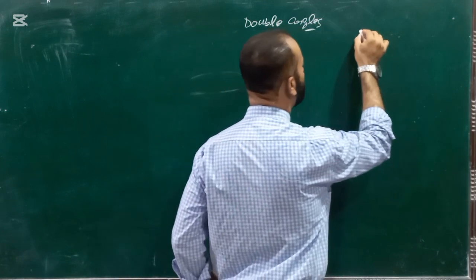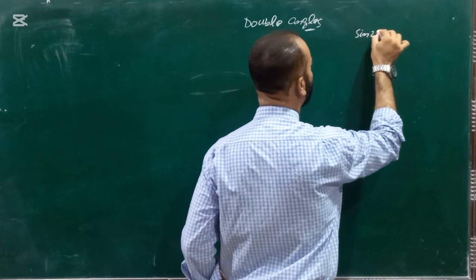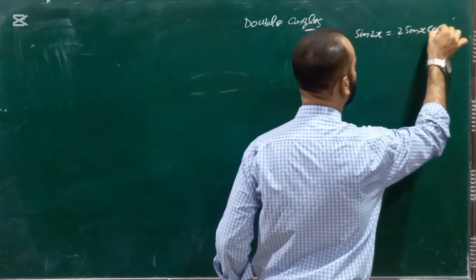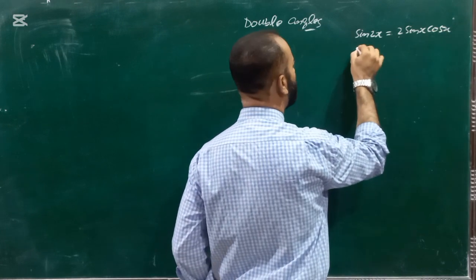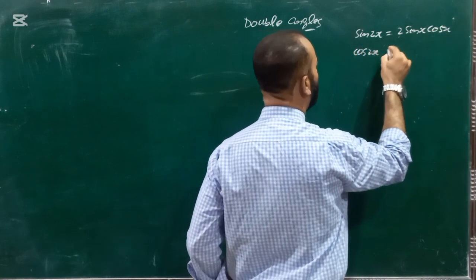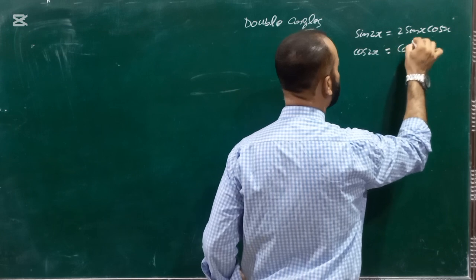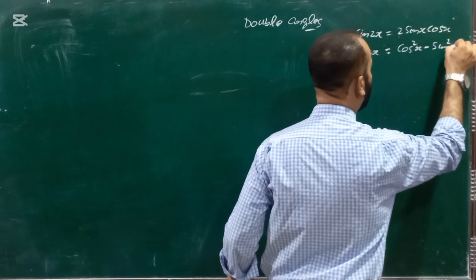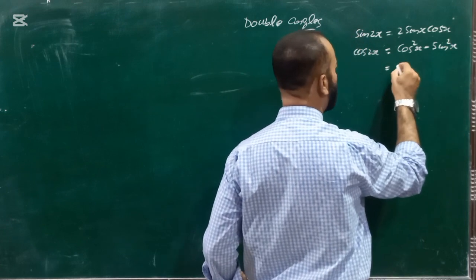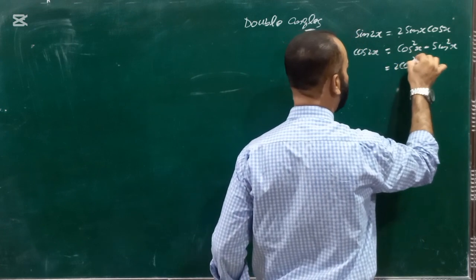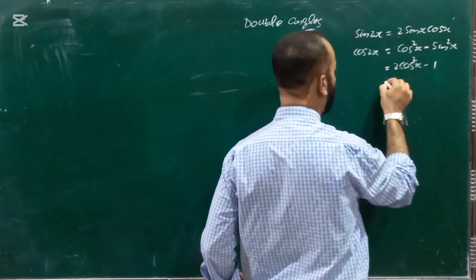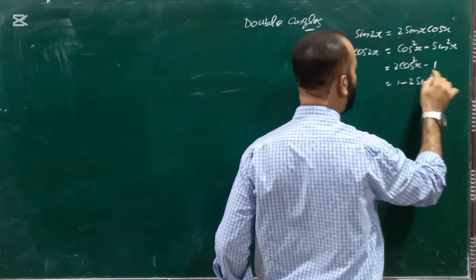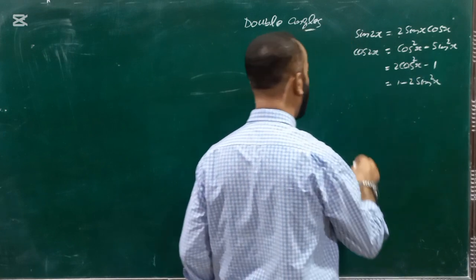So sine 2x is 2 sine x cos x, cos 2x is cos square x minus sine square x, and another formula of the cos 2x is 2 cos square x minus 1, and another formula is 1 minus 2 sine square x. So these are three formulas of the cos 2x.